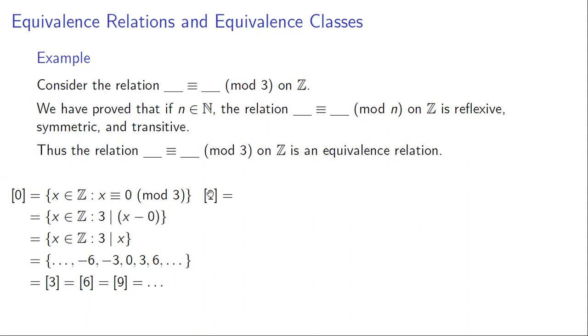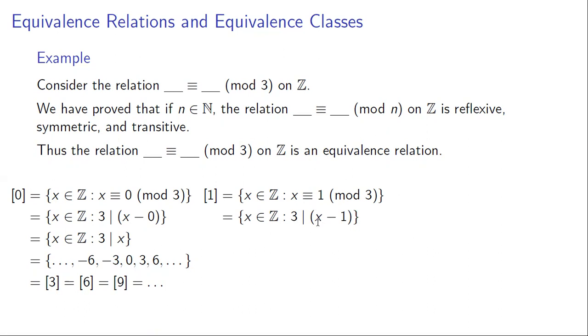Now, what about the equivalence class of 1? So we notice that 1 is not in here, right? So it's probably part of a different equivalence class. So let's think about what is the equivalence class of 1. Following the definition, this should be the set of all integers x, such that x is congruent to 1 mod 3, meaning this is the set of all integers x, such that 3 divides x minus 1.